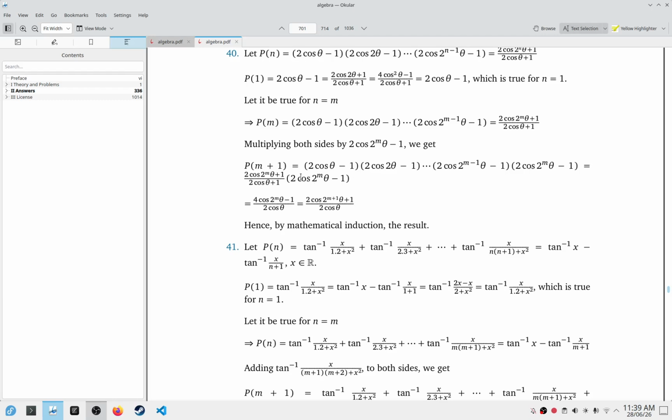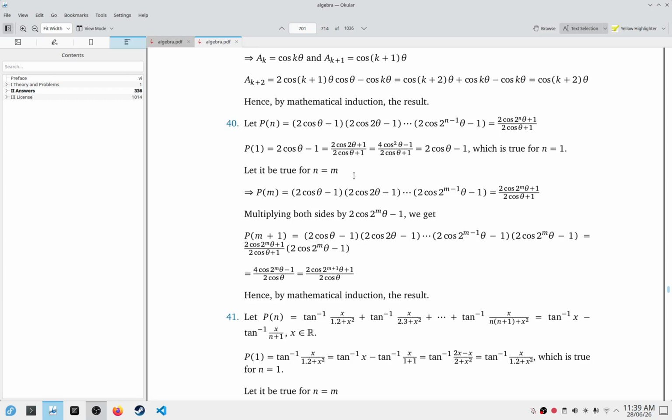So it's a simple matter of multiplying these two. So upon multiplication it becomes 4 cos 2 raised to the power m theta minus 1. Okay, and that is equivalent to 2 cos 2 raised to the power m plus 1 theta plus 1. So to understand this, you will have to know the trigonometric relationship, the transformation formula.